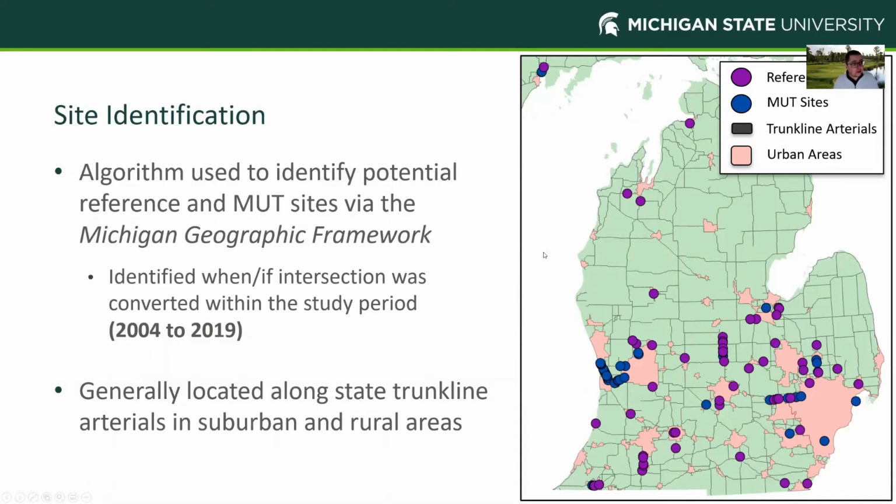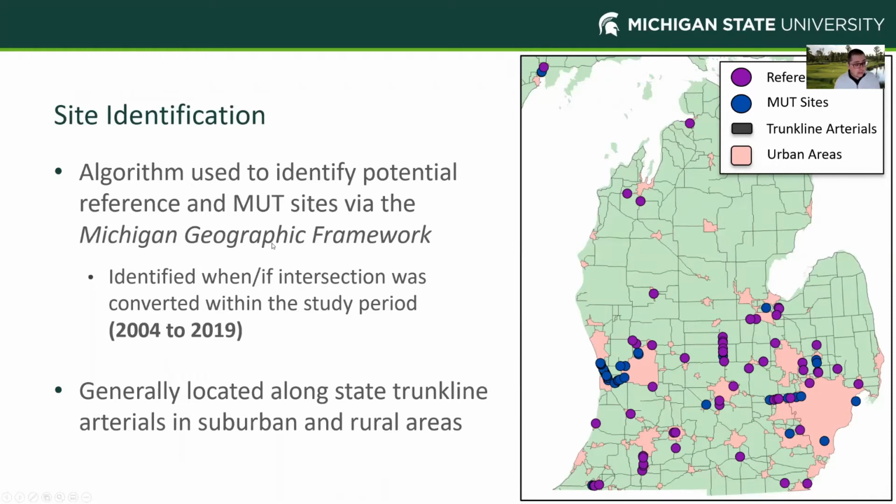So the first step in the study is just to identify where these are. Believe it or not, MDOT does not necessarily have an inventory of these offhand. So I developed an algorithm to identify both reference sites, so the conventional sites, as well as the MUT sites, using the Michigan Geographic Framework. And that is just an inventory of all public roads in the state.